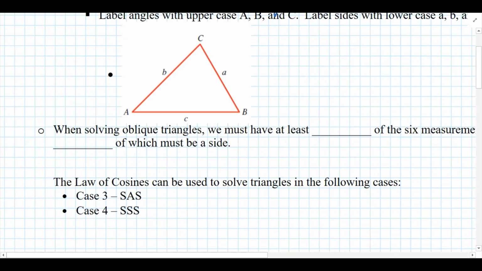When solving oblique triangles, we must be given at least 3 of the 6 measurements, one of which must be a side length. The law of cosines cannot be used to solve every oblique triangle. In fact, it may only be used in the following 2 cases.